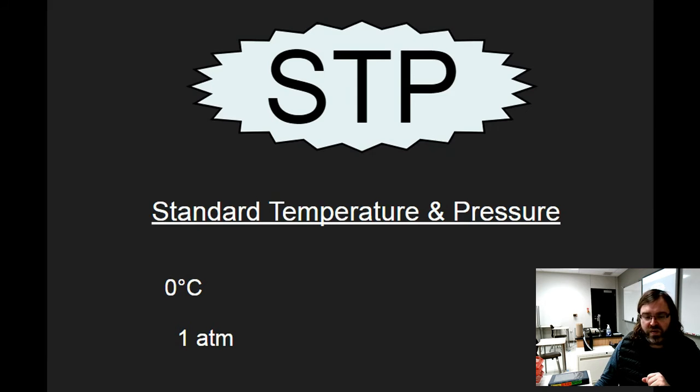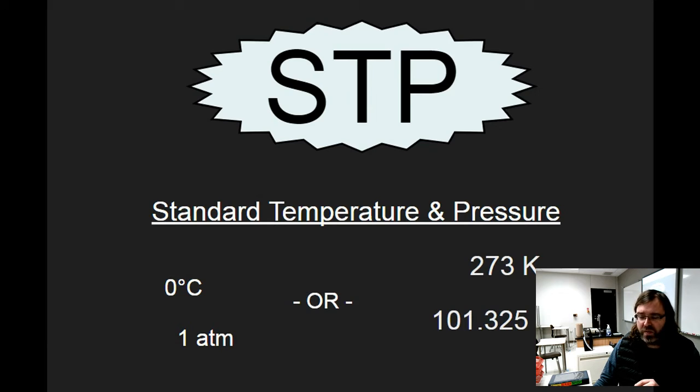If you have 1 mole of any gas at standard temperature and pressure, you have 22.4 liters. In other units, that would be 273 Kelvin, 101.3 kilopascals, and 760 millimeters of mercury. Those are all standard temperature and pressure. That's all the same thing.